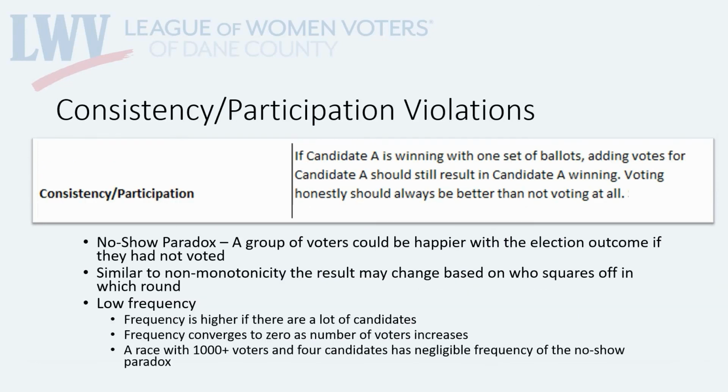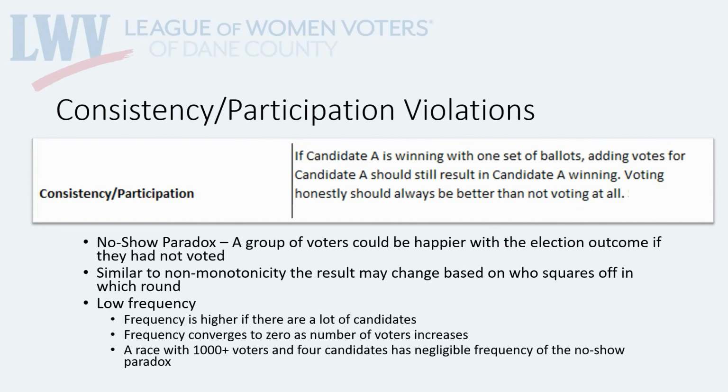Let's take a look at the next mathematical criterion violation, consistency and participation. Consistency and participation indicates that voting honestly in an election should always be better than not voting at all. When this is violated, it is referred to as the no-show paradox, because those voters would have been better off if they had not shown up. The mechanism causing this paradox to exist is similar to what causes the lack of monotonicity, in that changing the rankings of candidates on some ballots can change who is eliminated and who ultimately squares off in the end.